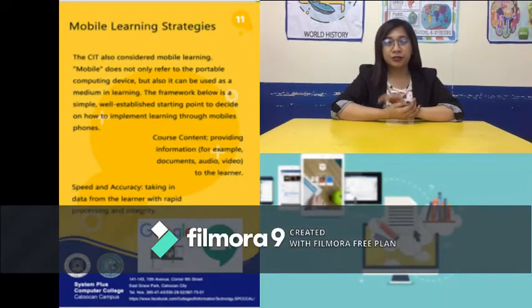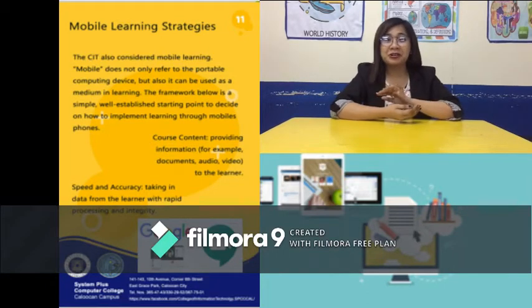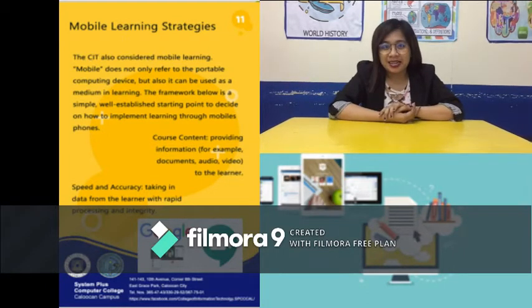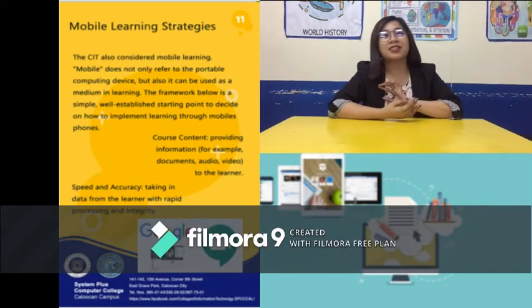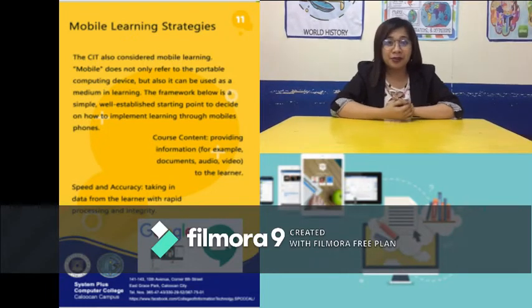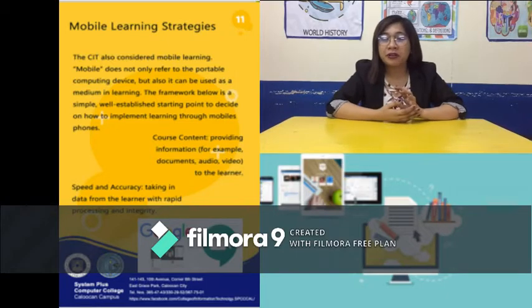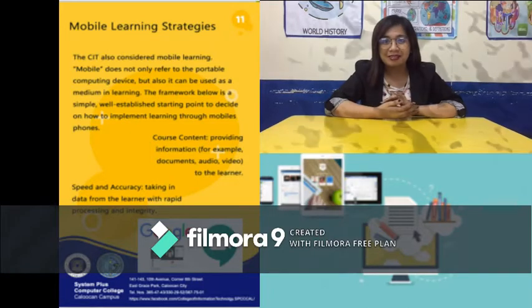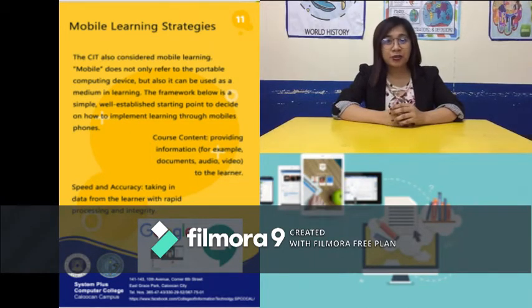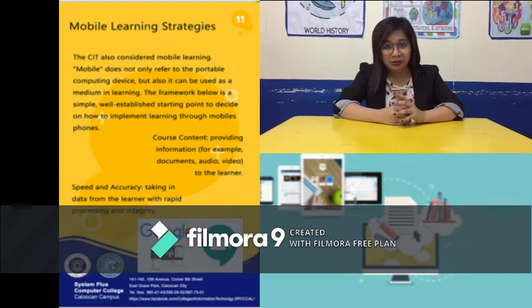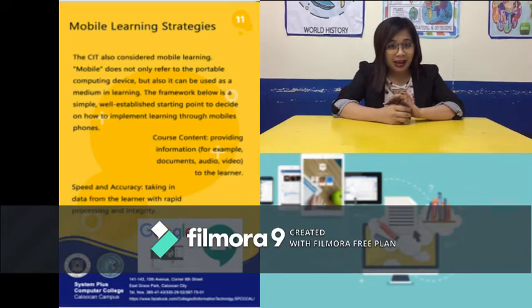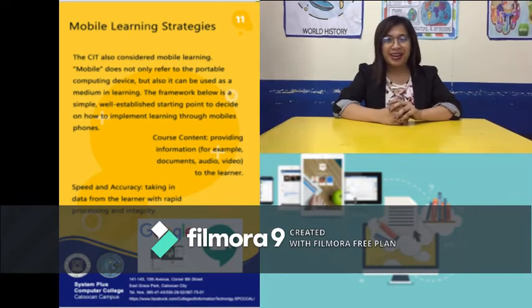Now let's talk about the tools that the students will be using in their learning. Here in CIT, we are not requiring the students to buy a laptop or even a desktop. Okay? So we're not requiring that. Students can access their learning with the use of their mobile phones or smartphones. They can use it to download the modules, the videos, and the materials needed for the asynchronous, and also for attending the synchronous learning.